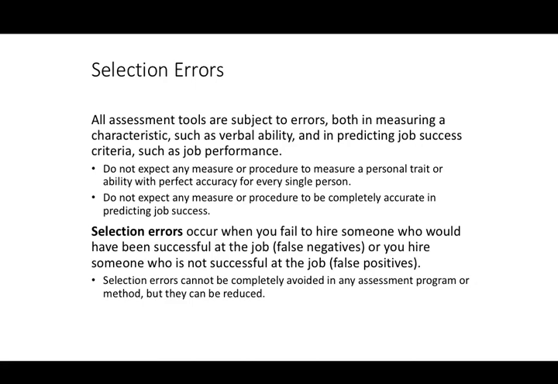We want to be careful of selection errors. For example, having a false negative, where we don't hire somebody who actually would have done really well on the job. And vice versa, if you hire someone who was not successful, that's a false positive. A false negative means we didn't hire somebody we should have, and a false positive means we hired somebody we shouldn't have. So how do we manage that?